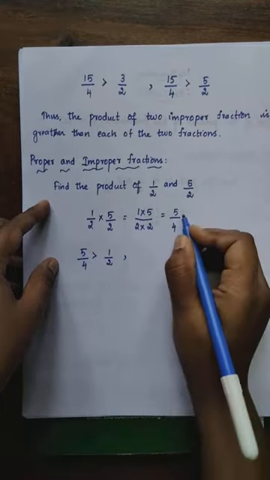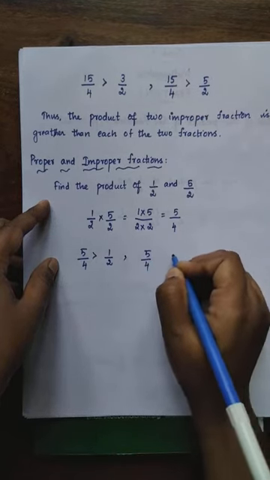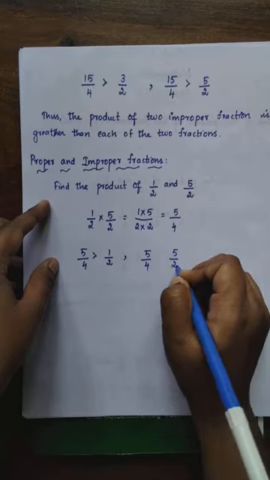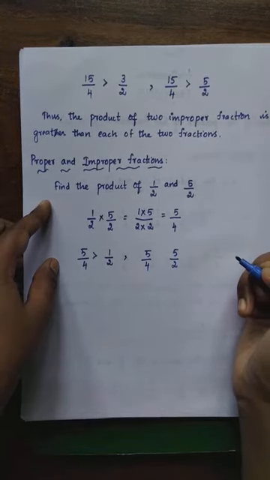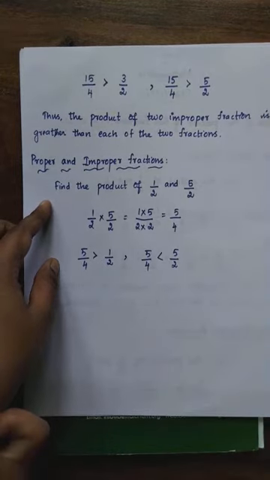Next we are going to take the product and the improper fraction. So 5 by 4 and 5 by 2. Which one is greater? Yes, very good, 5 by 2 is the greater number.